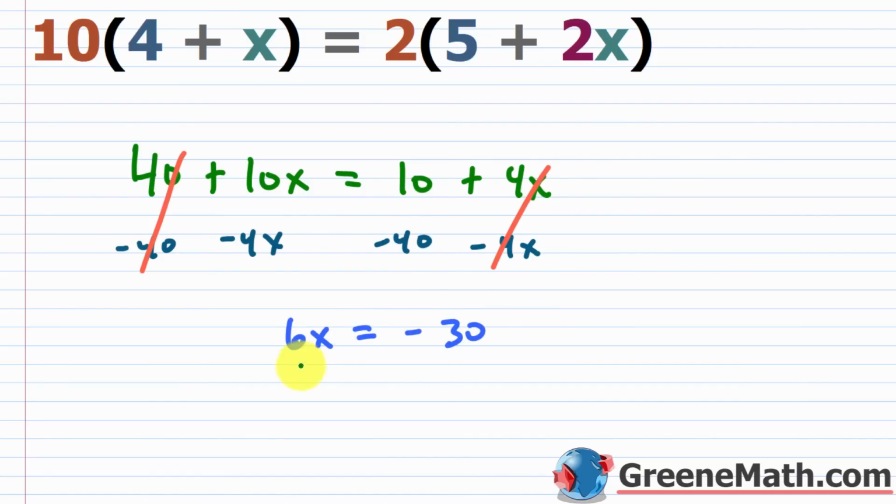Let's go ahead and divide both sides of the equation by 6. Again, the coefficient of x. And we're going to get that x is equal to negative 30 divided by 6, which is negative 5. So x equals negative 5 is my solution.